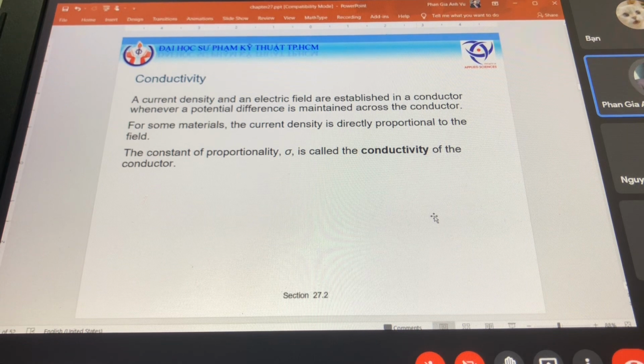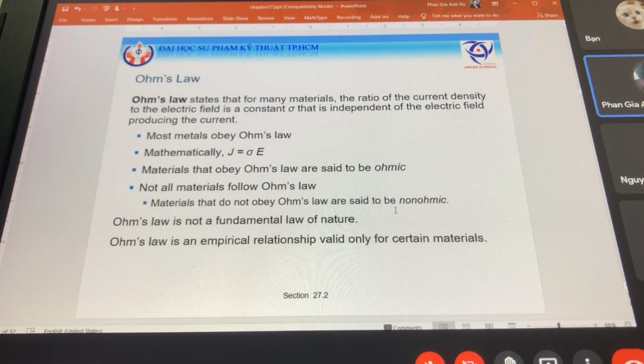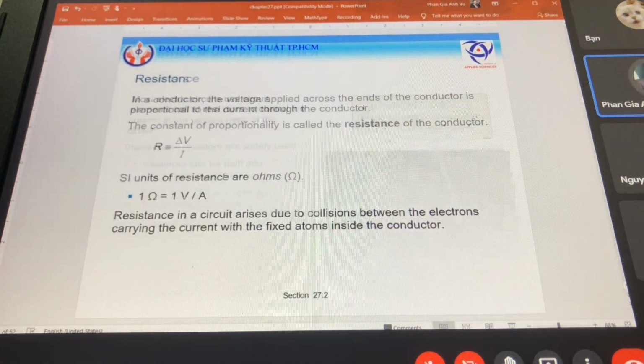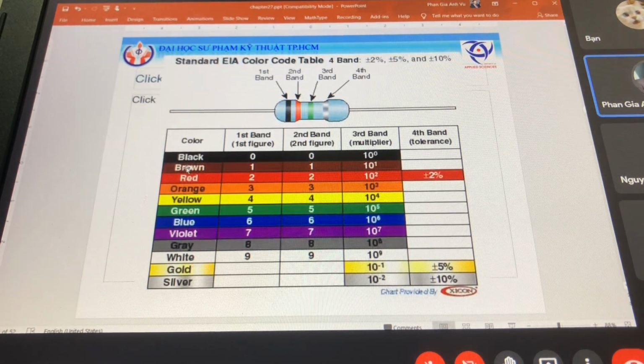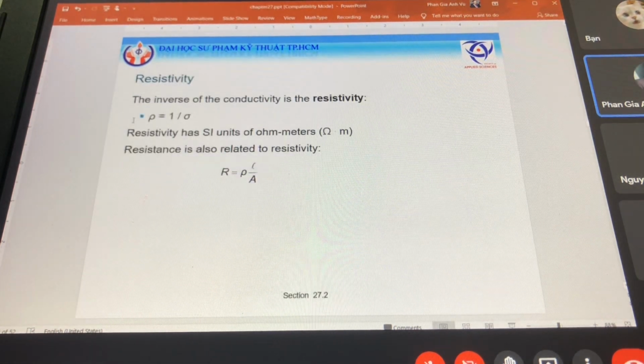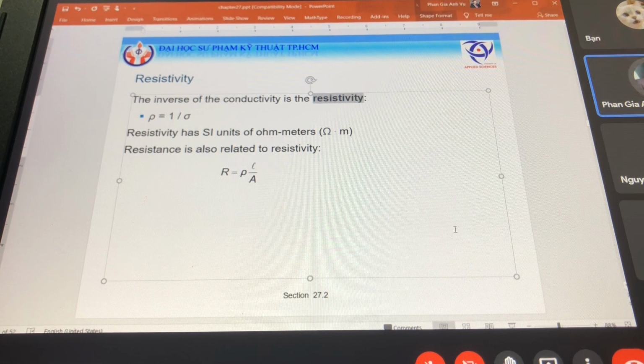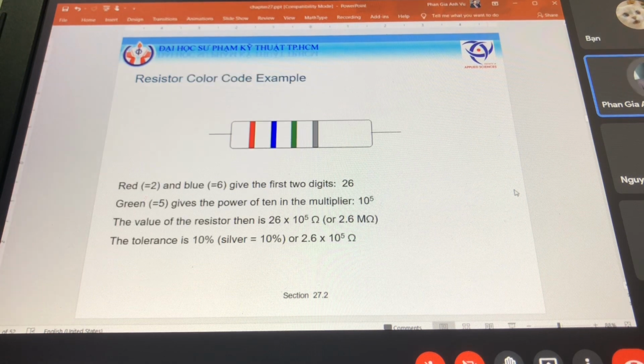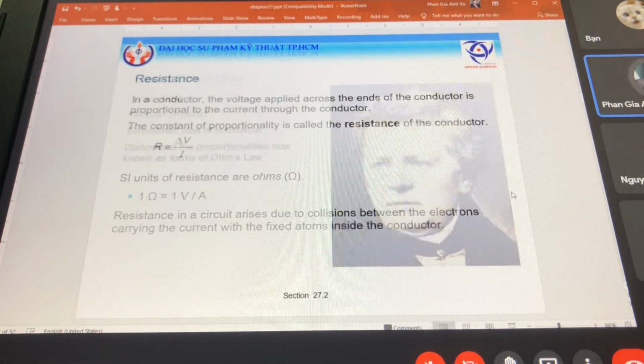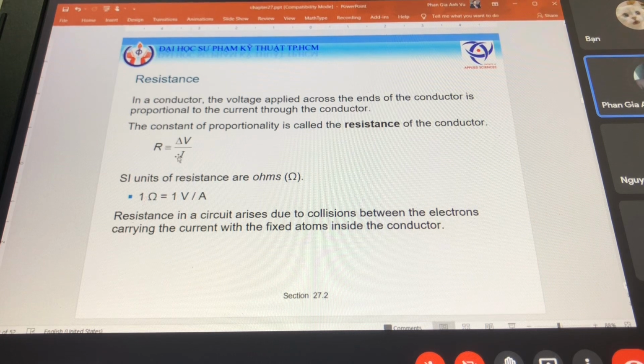But normally in practice we don't calculate the sigma here. We calculate the resistivity rho. You see, rho is the reverse of sigma. So normally we take the resistivity instead of the conductivity. But when we use the term conductivity, we can rewrite Ohm's law. This is Ohm's law.